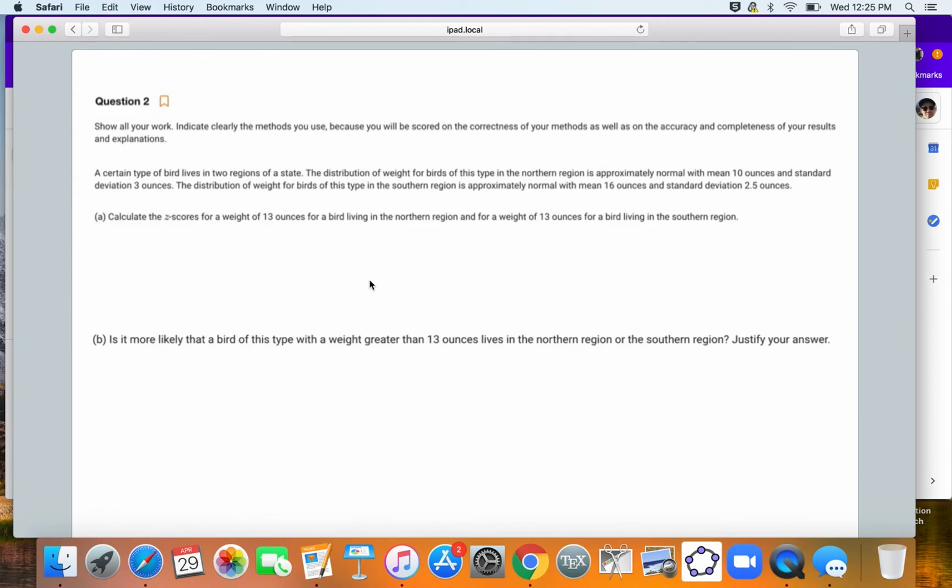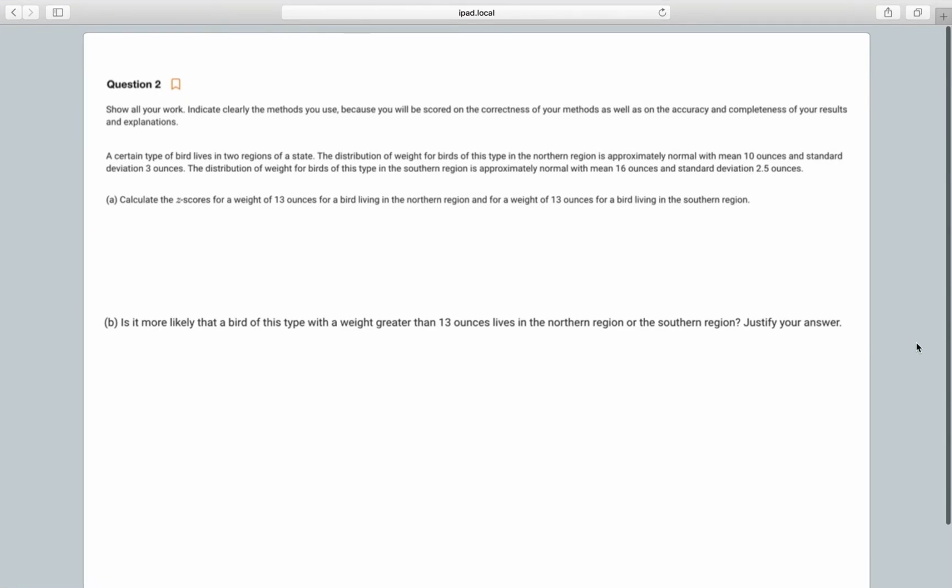All right, so number 2 says a certain type of bird lives in 2 regions of a state. The distribution of weight for the birds of this type in the northern region is approximately normal with a mean of 10 ounces and a standard deviation of 3 ounces. And the distribution of weight for the birds of this type in the southern region is approximately normal with a mean of 16 ounces and a standard deviation of 5 ounces. Calculate the z-scores for a weight of 13 ounces for a bird living in the north and southern region.